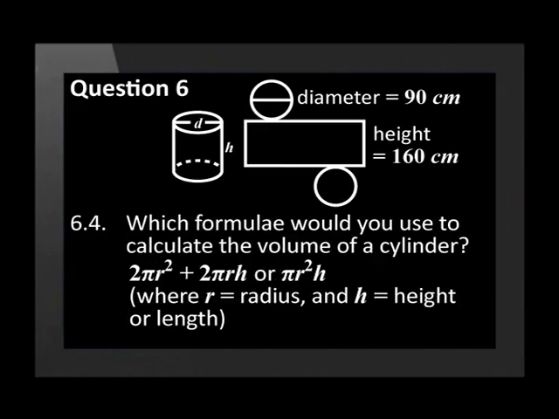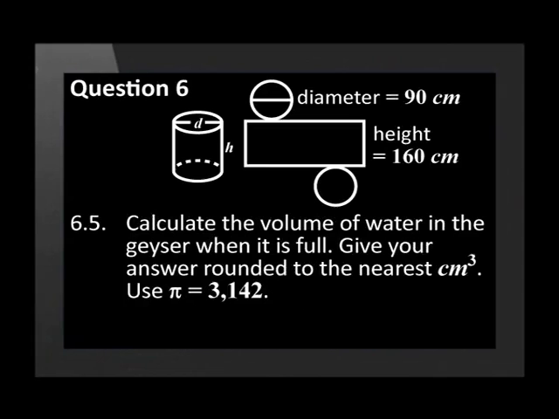Which formulae would you use to calculate the volume of a cylinder? 2 pi r squared plus 2 pi r times h, or pi r squared times h, where r is the radius and h is the height or length. Calculate the volume of water in the geyser when it is full. Give your answer rounded to the nearest cubic centimeter.